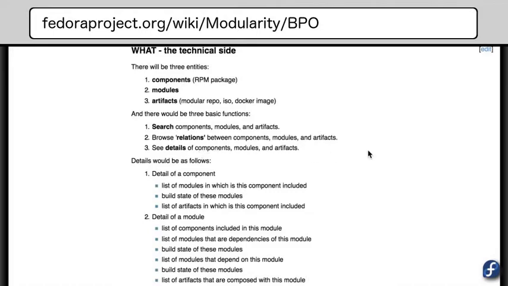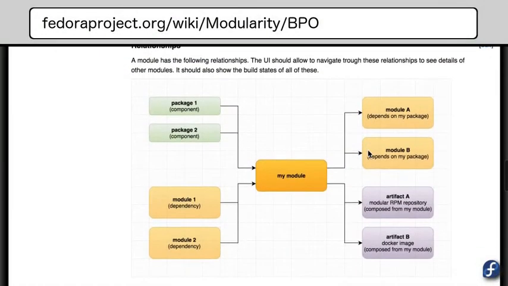So let's have a look at the relations. For example, when I'm looking at the detail of my module, I will be able to see the packages which are part of the module, dependencies of my module, and for example, my module itself can be a dependency for other ones. In the end, there will be an artifact composed of modules that is shipped to our customers.